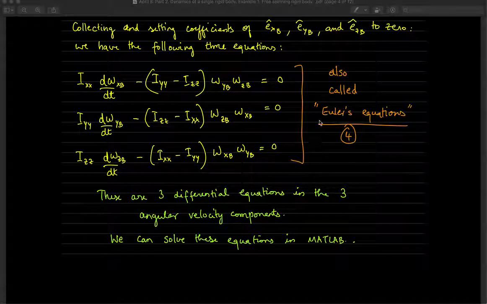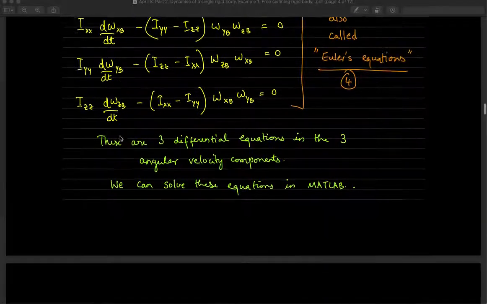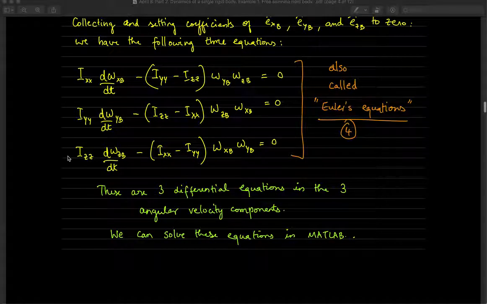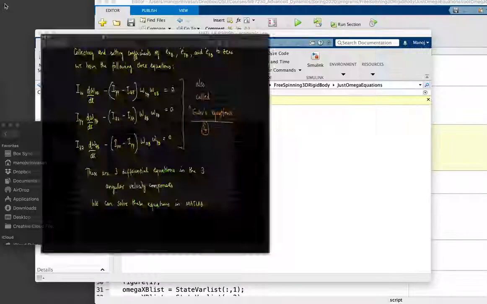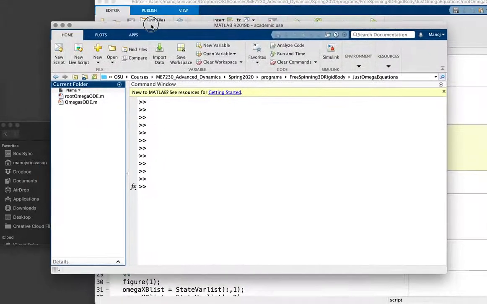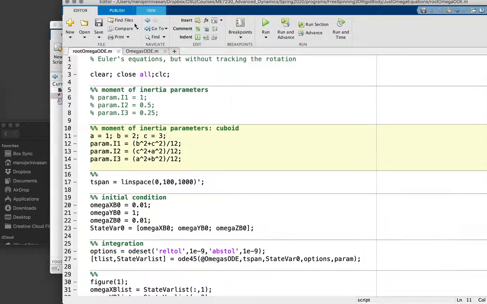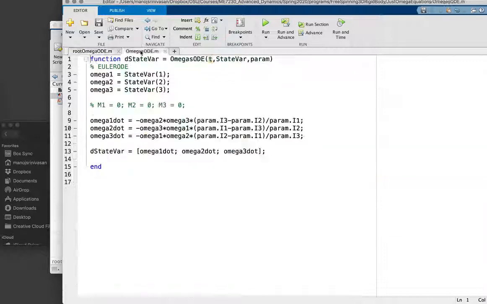Recall again that these three equations are the so-called Euler's equations for a free spinning rigid body. And what we want to do in this video is to solve these three equations of motion using MATLAB and see what the solutions look like. Here's essentially a MATLAB program that solves these three equations of motion.